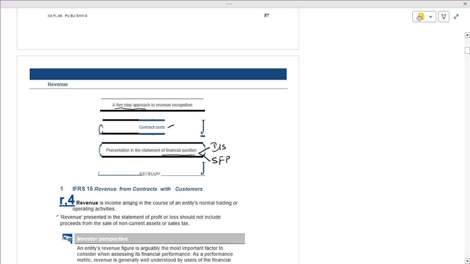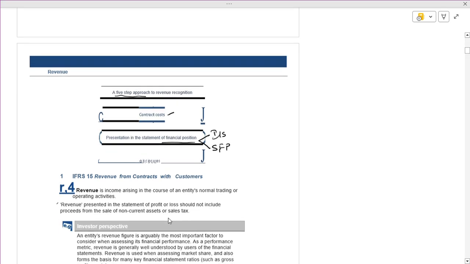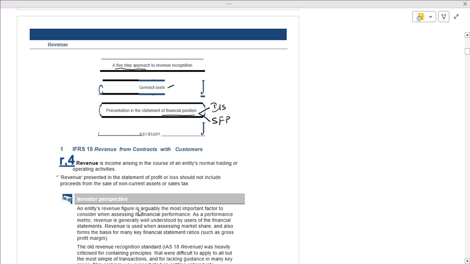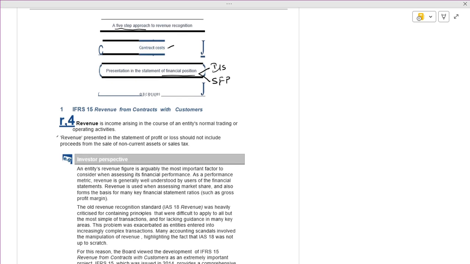Next, coming back to this, what is IFRS 15? Slowly and steadily, first focus on this. Revenue is the income arising in the course of an entity's normal trading. When we are talking about normal trading, it should be from operating activities only.